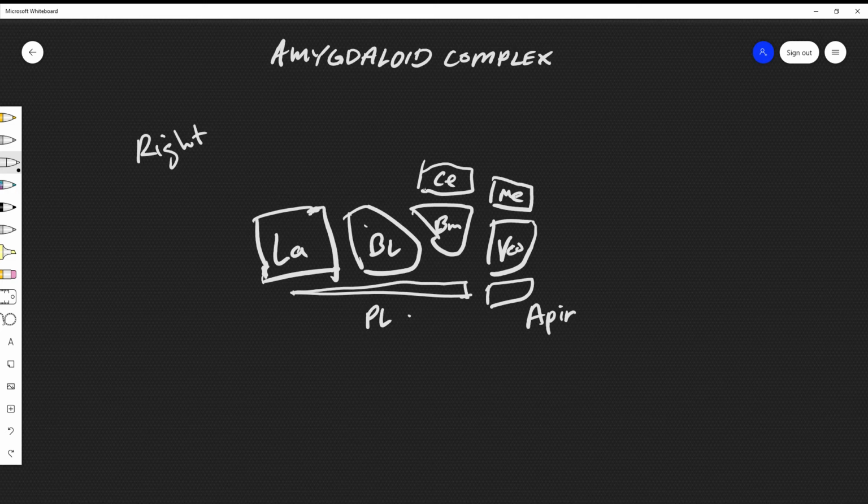I should also draw out some of the outer lying areas. Down here we'll have the hippocampus.